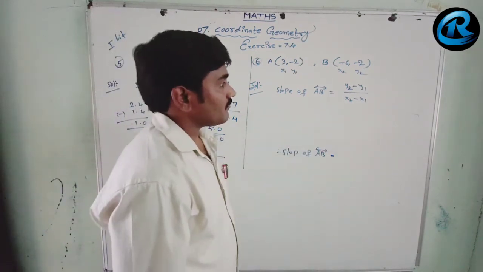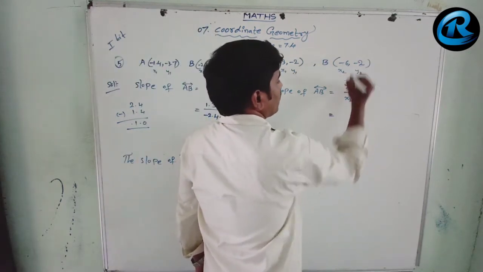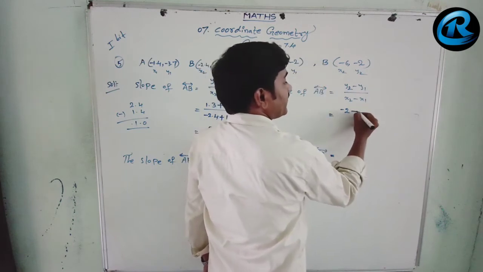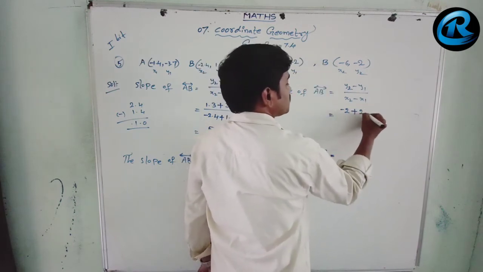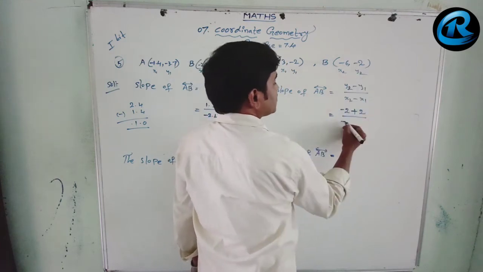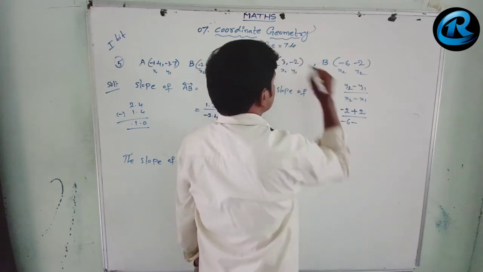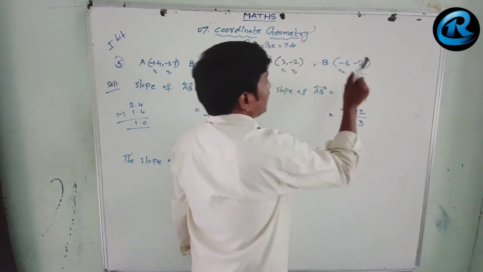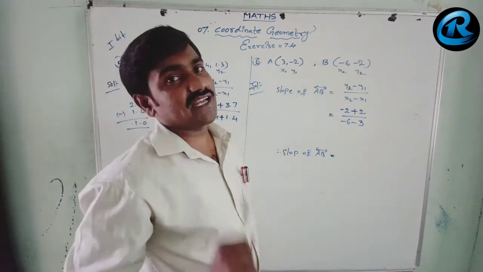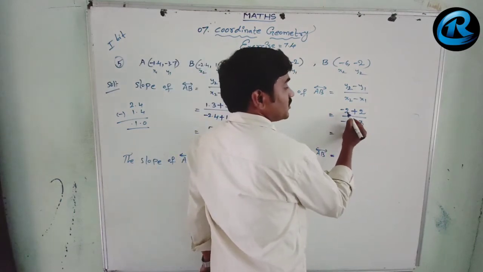And here, let us find out the slope of this. y2 minus y1, minus 2 minus y1 is minus 2 again. Minus of minus is plus 2, by x2 minus 6, minus x1, that is 3. If you observe, the y coordinates are equal. If y coordinates are equal, what I said, the slope is 0. Let us see now whether we get 0 or not.